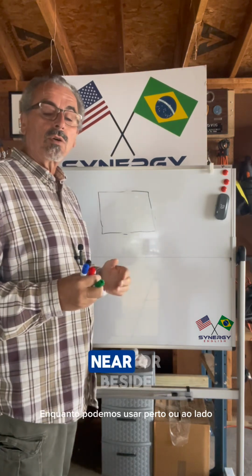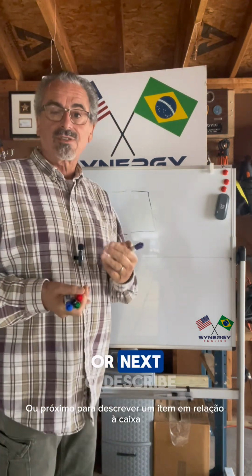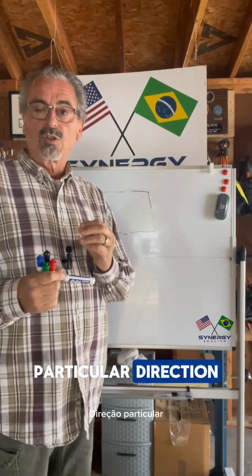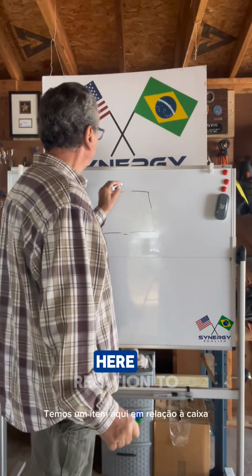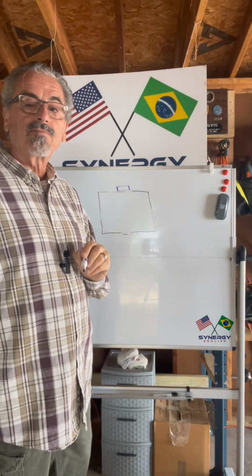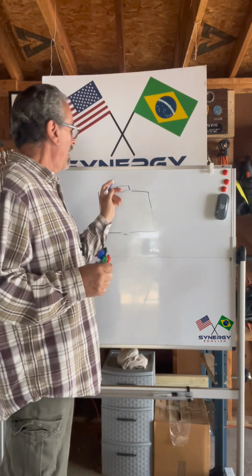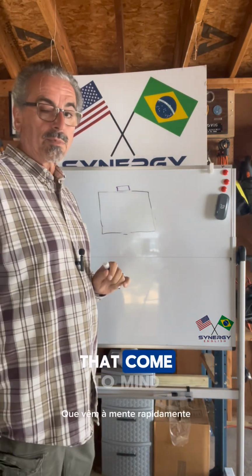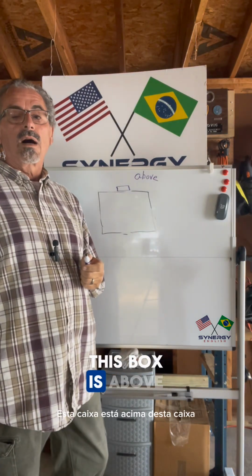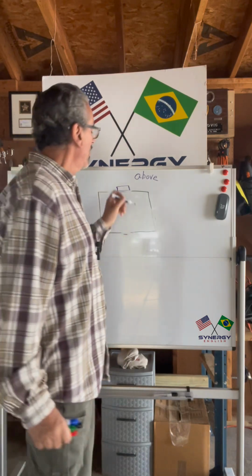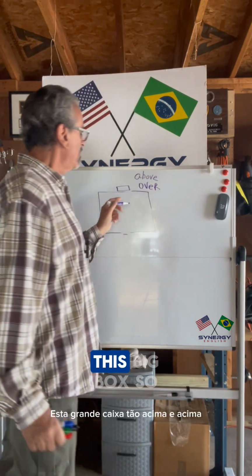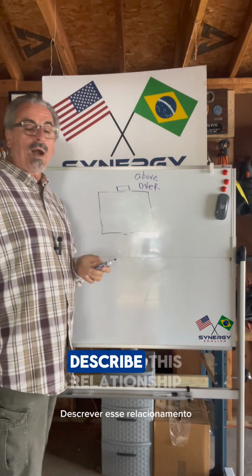Okay? Now we're going to have a little more certainty in some regards. While we can use near or beside or next to describe an item in relation to the box, now we're going to use direction, particular direction. We have an item here in relation to the box. How do we describe this item's relation to the box? Think about this directionally. This item has two different prepositions that we can use that come to mind quickly. One is above. This box is above this box. Or this little box is over this big box. So above and over describe this relationship.